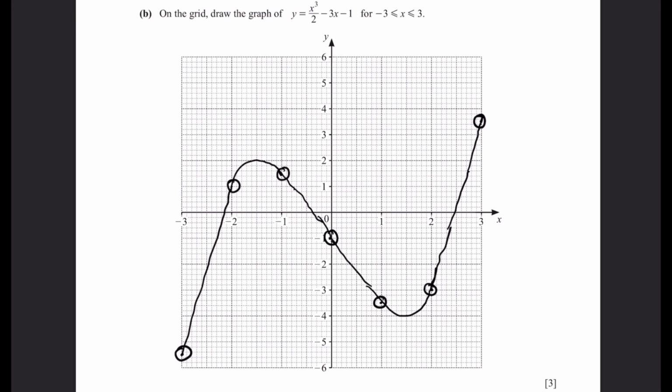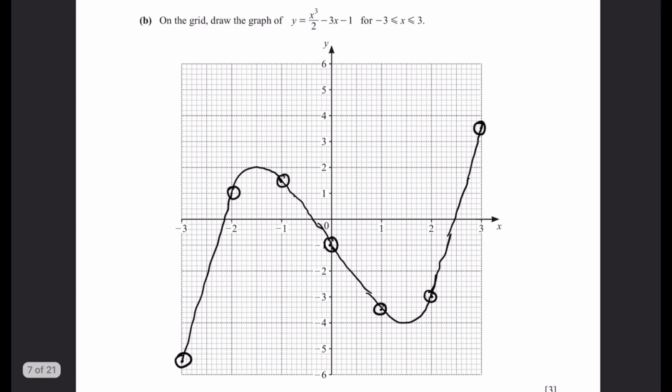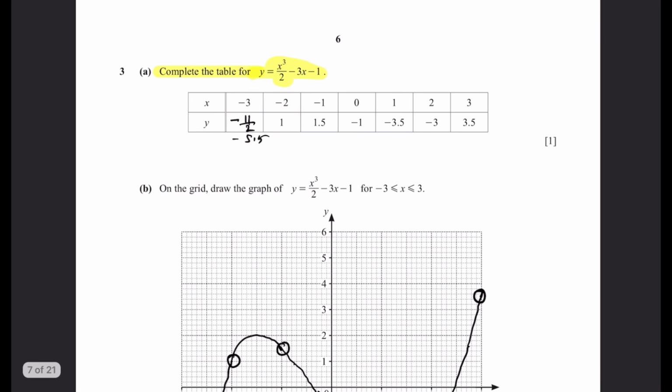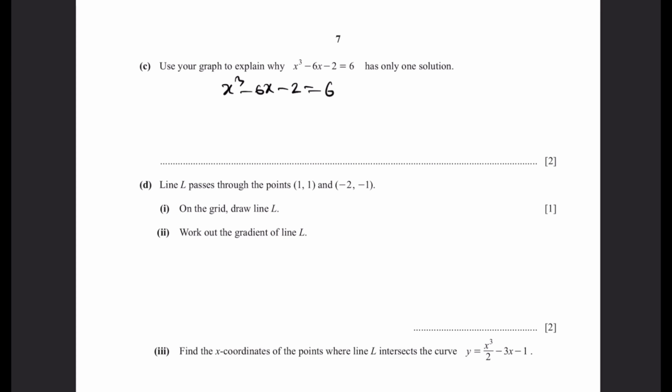Fine. So this is the graph for y equals x cubed by 2 minus 3x minus 1, from minus 3 to 3. This is actually a cubic graph. For 6x minus 2 equals 6, we have learned the graph is x cubed by 2, so let us divide by 2. So x cubed by 2 minus 3x minus 1 equals 3 divided by 2.